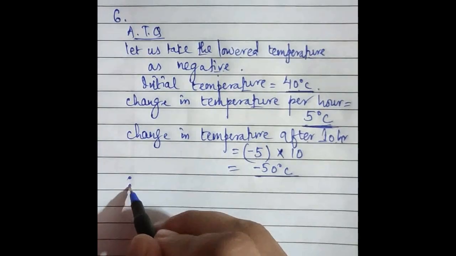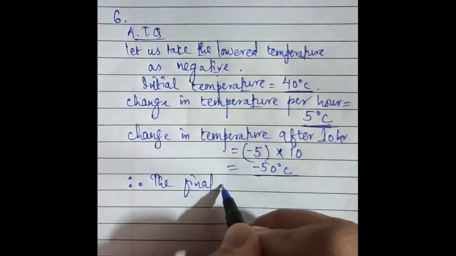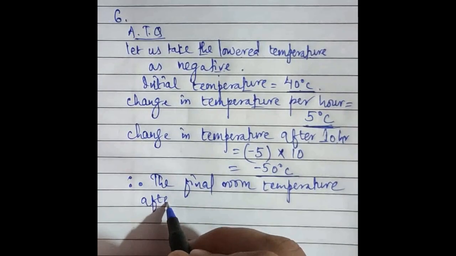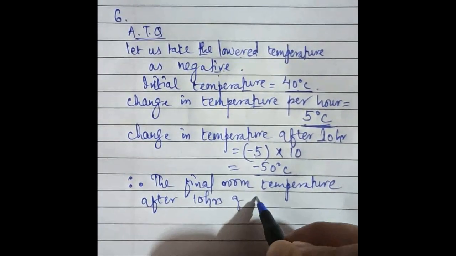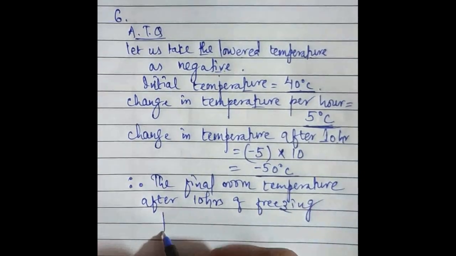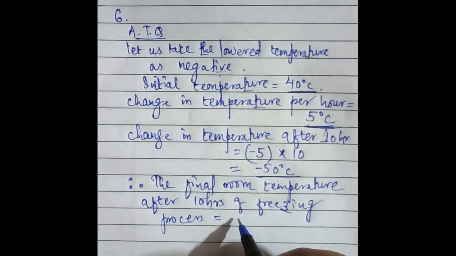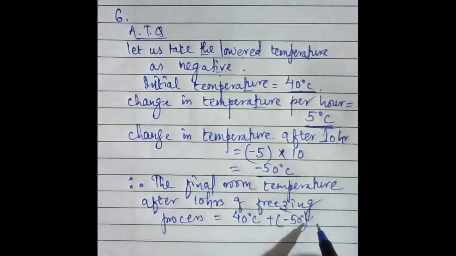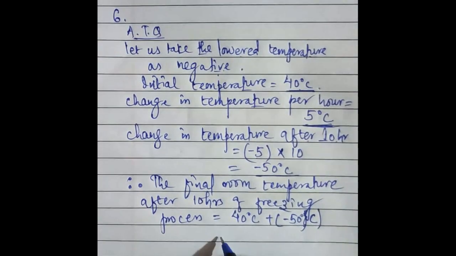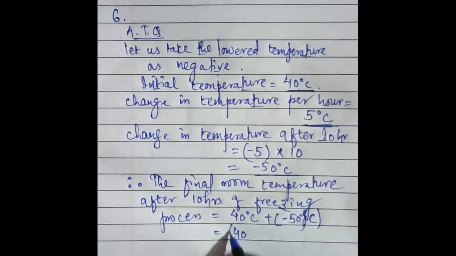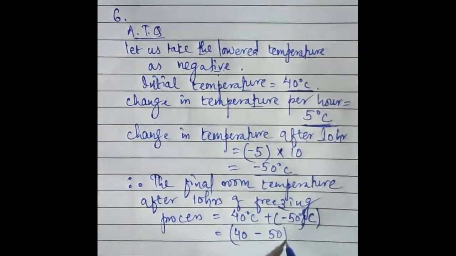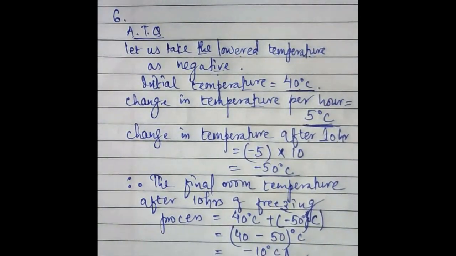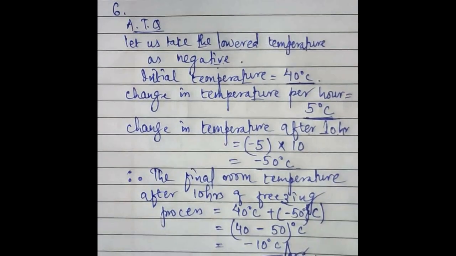Therefore, what we have to find is the final room temperature after 10 hours of the freezing process. It is equal to 40 degrees initially. After 10 hours, 50 degrees Celsius temperature got lowered, so 40 plus minus 50 degrees Celsius is equal to minus 10 degrees Celsius. So the final room temperature after 10 hours was minus 10 degrees Celsius. I hope you are clear.